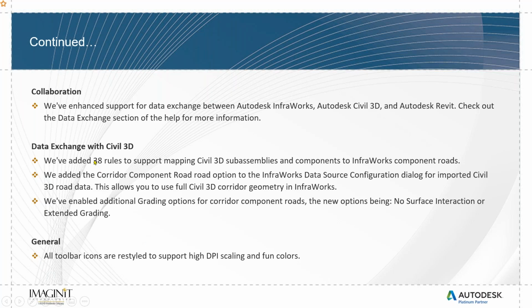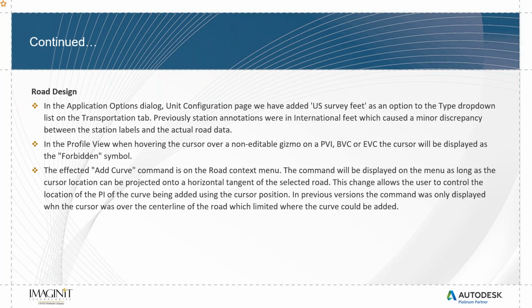And also, as we're exchanging data, 38 rules for supporting Civil 3D subassemblies and components have been added. So it recognizes corridors from Civil 3D so much better. So we're able to actually carry that data and carry that geometry throughout. For roadway design as well, because of this enhancements of this geometry that we're now able to tackle, that information is being carried a lot neater now.